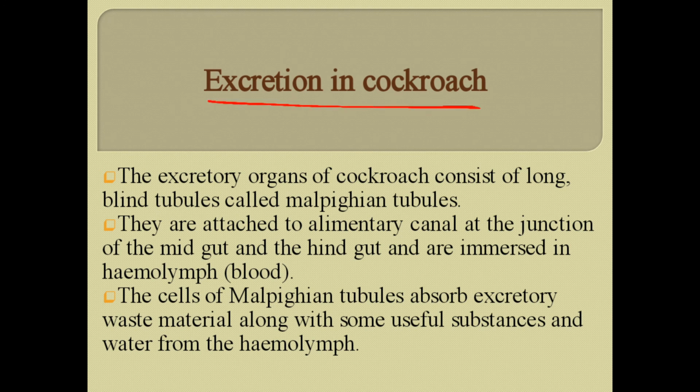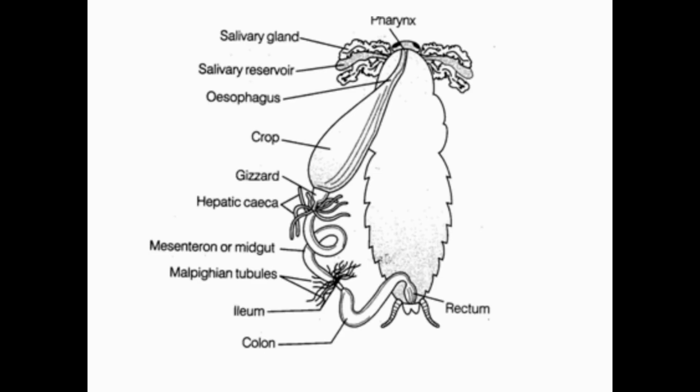Excretion in cockroach. The excretory organs of cockroach consist of long blind tubules called Malpighian tubules. This is the cross section of a cockroach showing Malpighian tubules here in between the midgut and the hindgut. Malpighian tubules are immersed in a body fluid called hemolymph, and they absorb this hemolymph along with some solutes and water and transport it to the latter part of the tubule, where selective reabsorption of the water and solutes takes place, and the nitrogenous waste products like uric acid are discharged into the rectum.